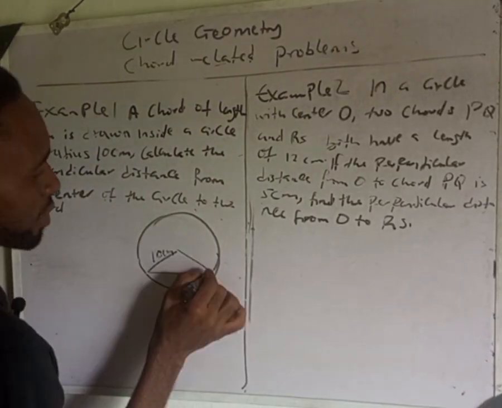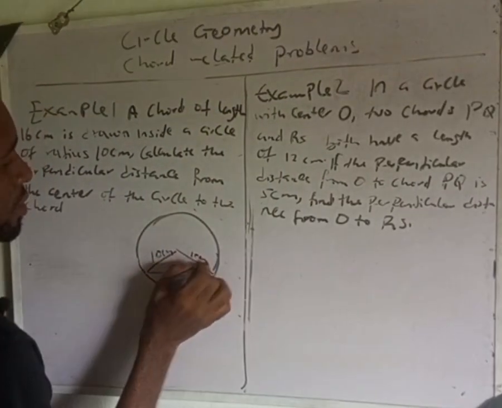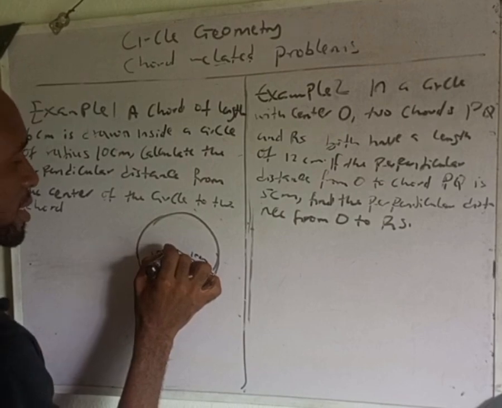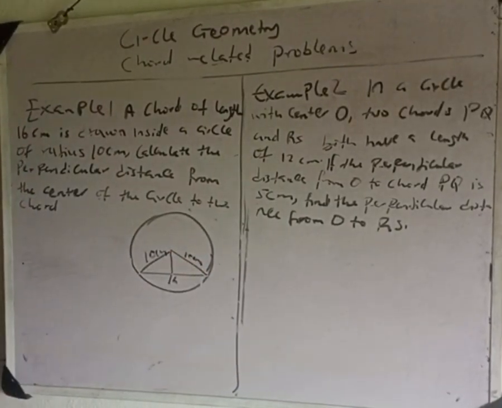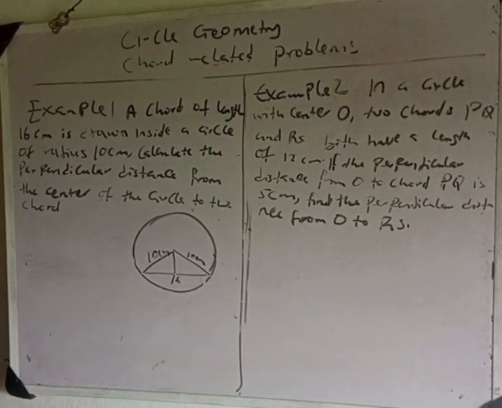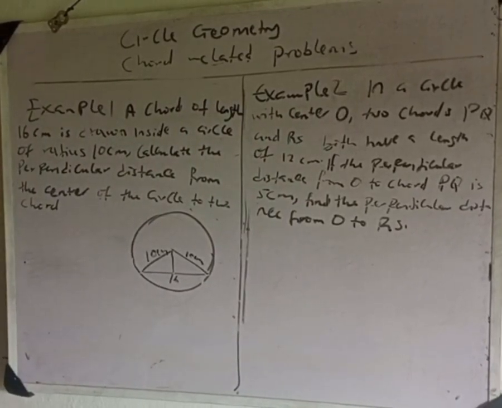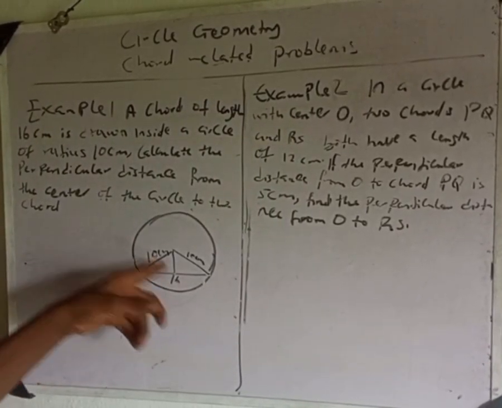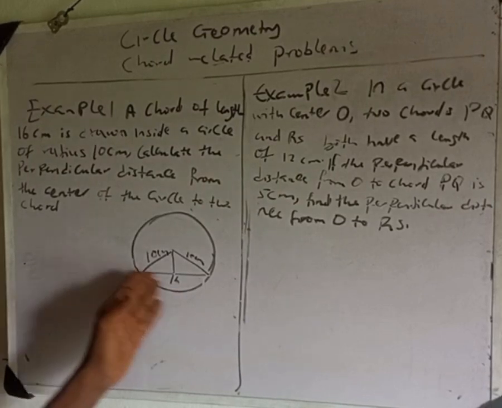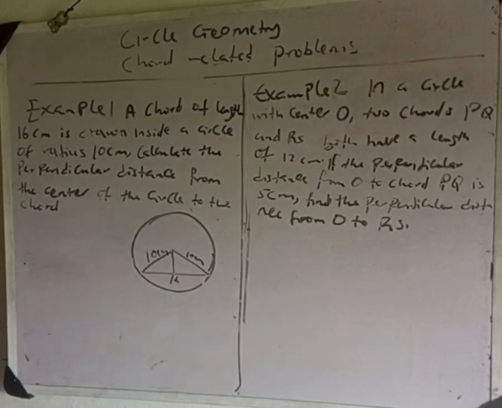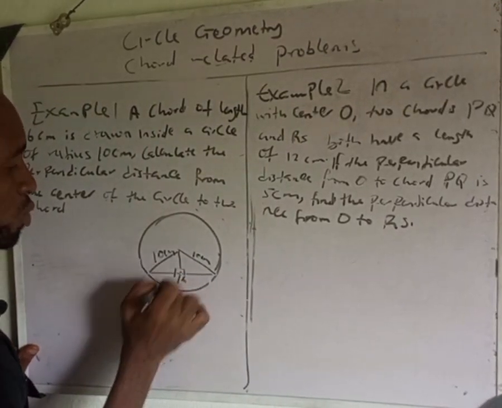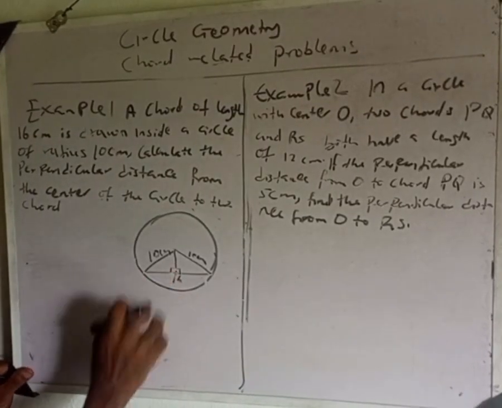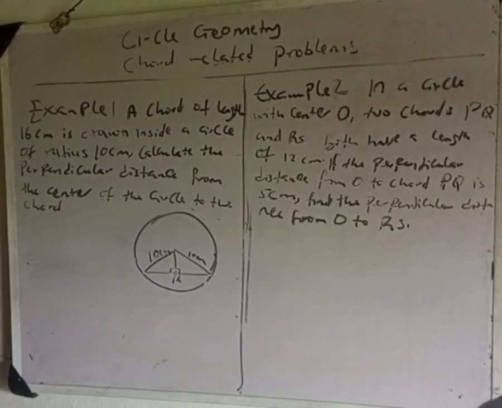Remember, we can also have another radius here, still 10 cm. What we are told to calculate is the distance from this center to the chord. Now, one thing you need to know is that whenever you draw a line from the center to the chord perpendicularly, it will actually cut the chord into two. And when it cuts the chord into two, we are going to be having 90 degrees here. We are going to also be having 90 degrees. So we're going to be having a right angle triangle.